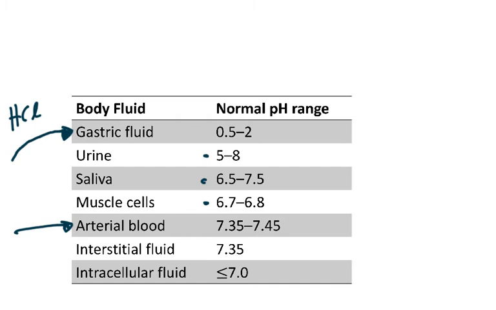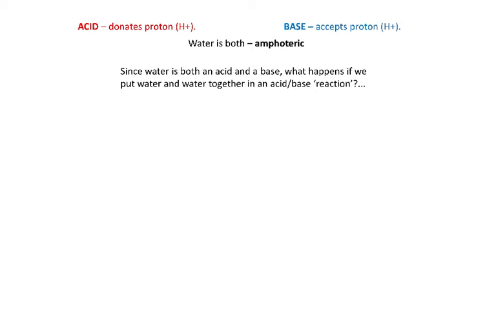Okay, so now let's get to that 7 number and where all this comes from. To do so, we're going to talk about just pure water. Okay, so remember that water is amphoteric. And what does that mean? That means that it acts as both an acid and a base. So it can donate a proton and it can also accept a proton.